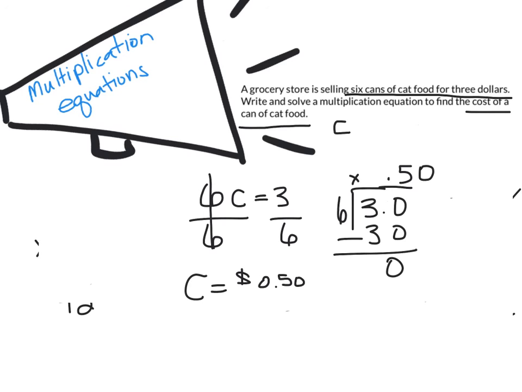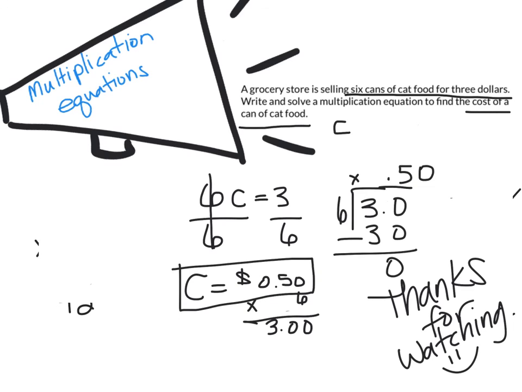Now, putting our solution back into our equation, that would mean that 50 cents times 6 is equal to $3. So therefore, our solution is correct. c is equal to 50 cents. So the cost of 1 can of cat food is 50 cents.